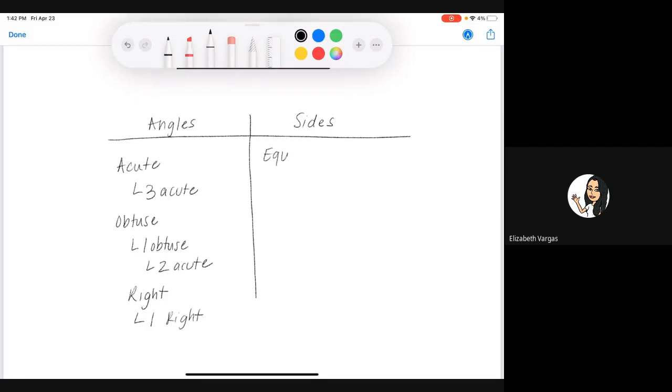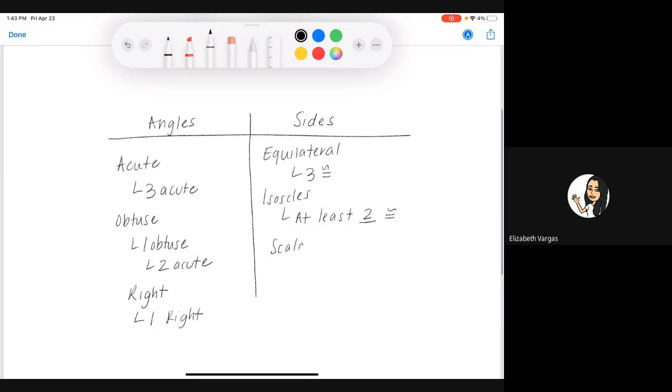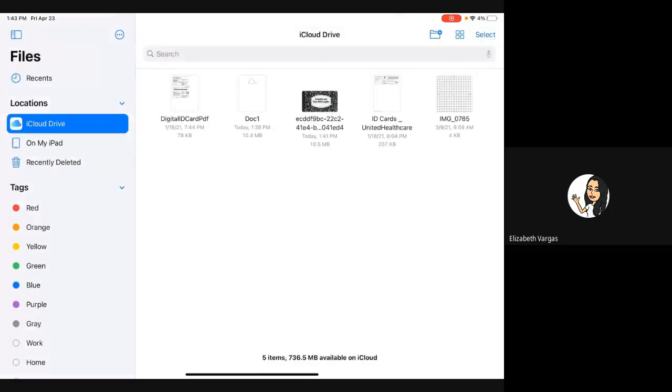If all the sides are equal to each other, all three sides are congruent, it will be equilateral. If at least two are congruent, at least two, can be more than two, but at least two, it is isosceles. And if absolutely no sides are congruent, then it is scalene. So we're using these definitions and these categories to be able to classify our different triangles.